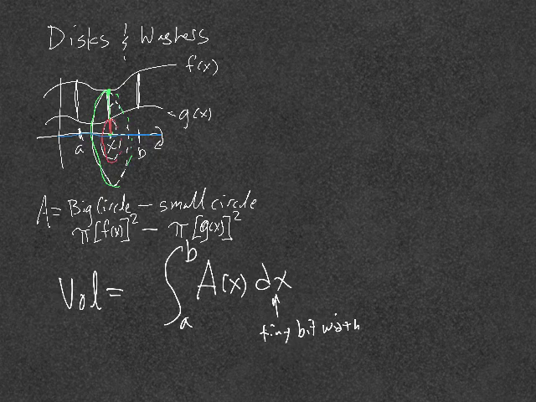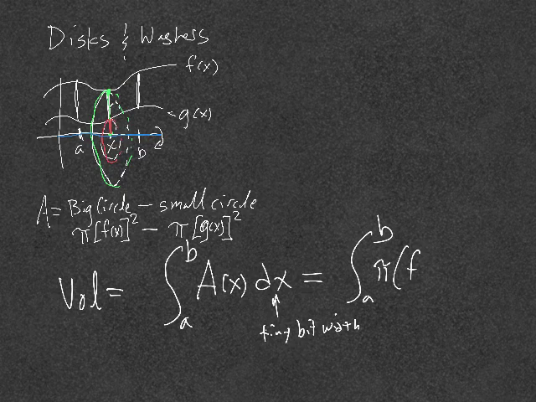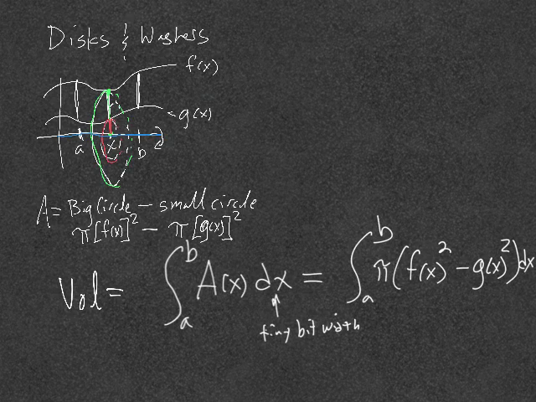And we know what A of x is because we have it right above. And so I'm going to get our formula. And we can pull the pi out of everything. But it's the big radius squared minus the smaller inner radius squared, times pi, all times dx. And that gives us our formula for how to calculate the volume using discs and washers.